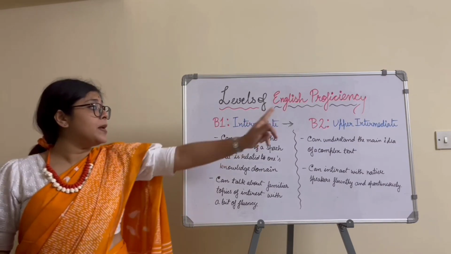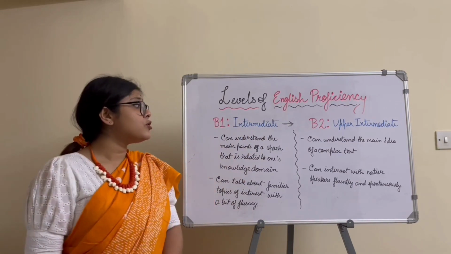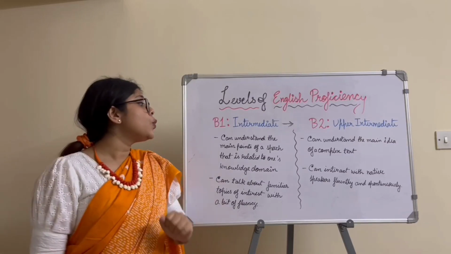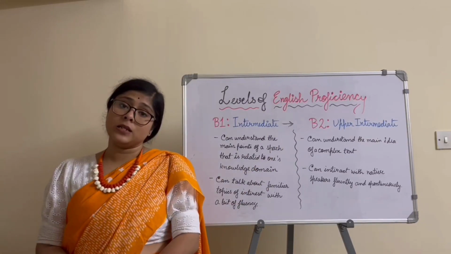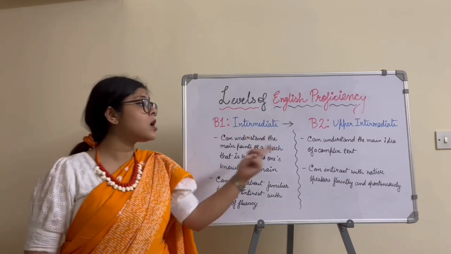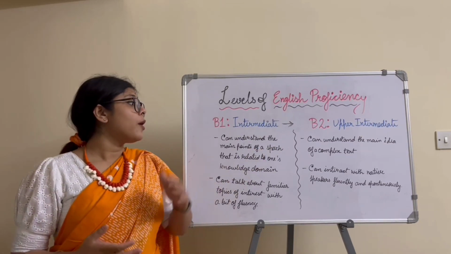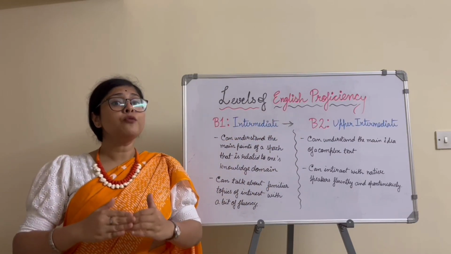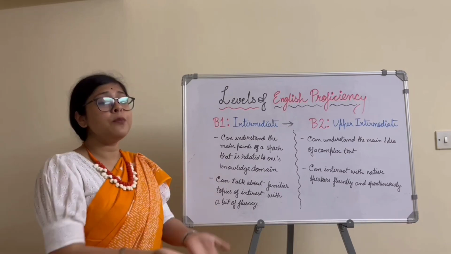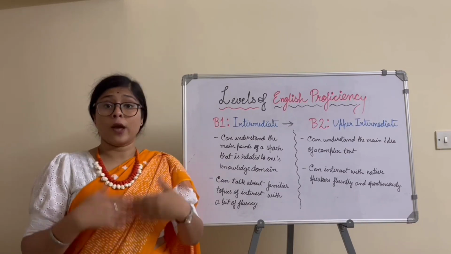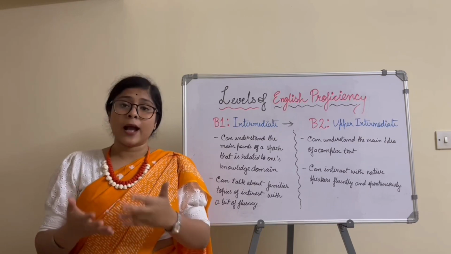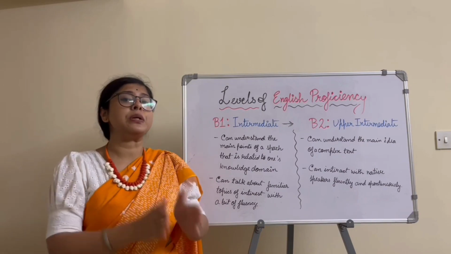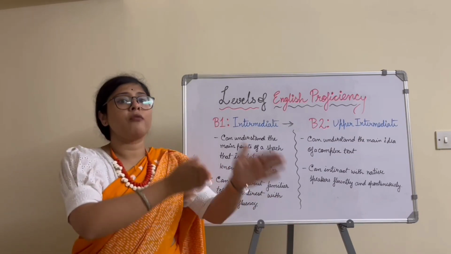Then next is B2 or upper intermediate. If you are at that level, you will be able to understand the main idea of a complex text. Now from here comes the reading part. By this time your listening and speaking skills have improved to such a level that you can move on to the reading skill. If you do not know, this actually refers to LSRW skills, which is listening, speaking, reading and writing. So this is the flow of the skills.